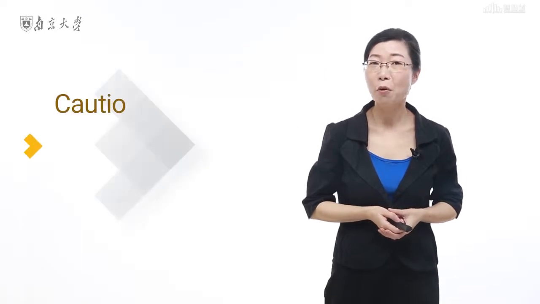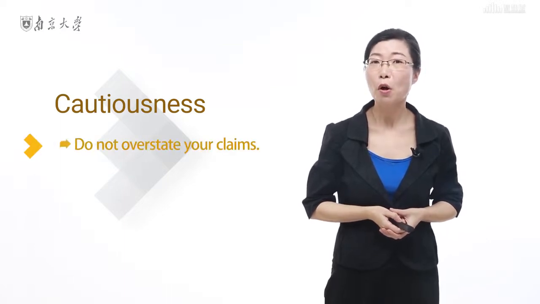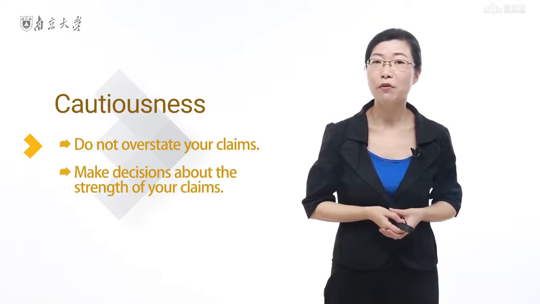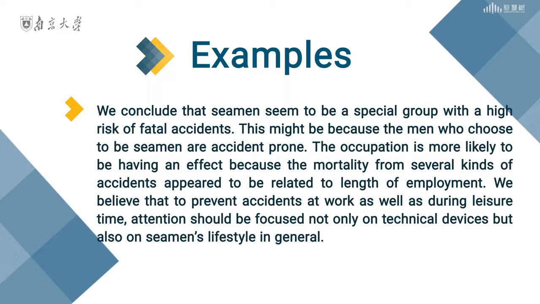The fourth important feature of academic writing is cautiousness. In other words, when you make a claim in your paper, you should not overstate it, because an overstated argument is susceptible to opposition. Indeed, it's necessary for you to make decisions about the strength of the claims you are making. Now please pause the video to read the following paragraph and see how the authors modify the strength of claims they have made in the text.